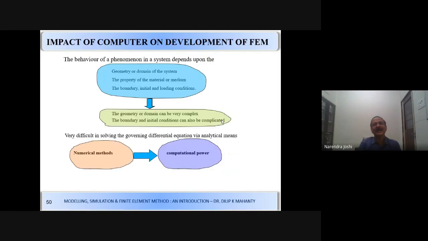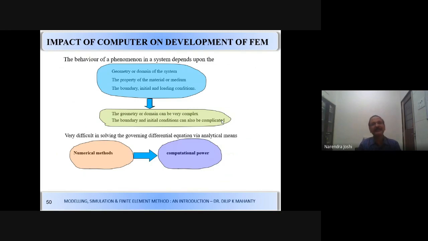Now, what's the impact of the computer on the development of FEA? I'll explain briefly before we go a little further. This finite element method got developed because of the development of computer capability. We know the basic mathematics, but to calculate that, we need a lot of computing power. If the computer had not been developed, this method would not have seen the light of day.